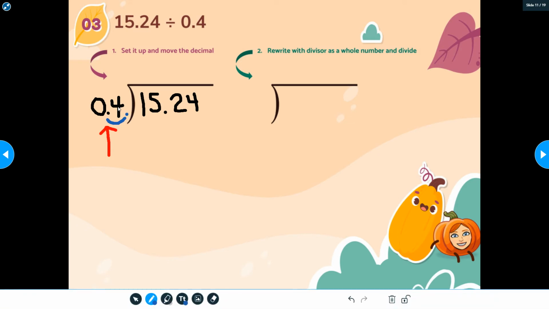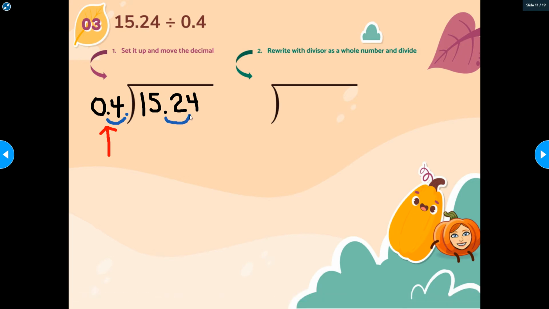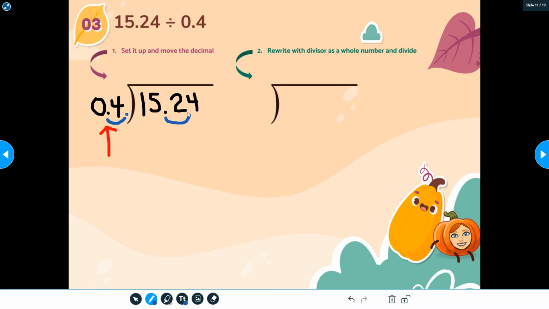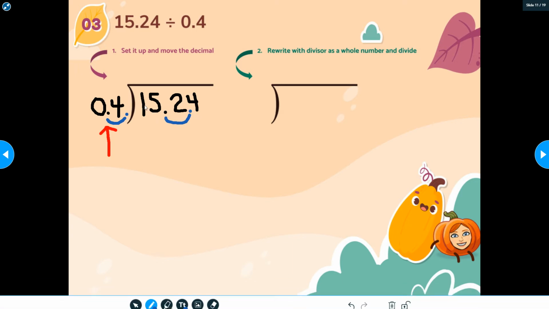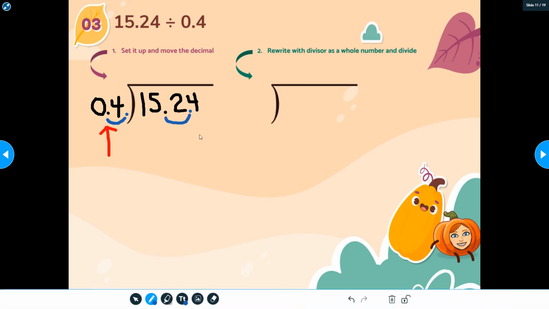Sometimes you might move it one time. Sometimes you might move the decimal more than one time. But we're going to move the decimal all the way to the right. And that's the same as really just multiplying by 10 every time you move the decimal. Whatever I do to my divisor, I must also do to my dividend. So I'm going to do the same thing to 15 and 24 hundredths. It's going to become 152 and 4 tenths. So that is the first step.